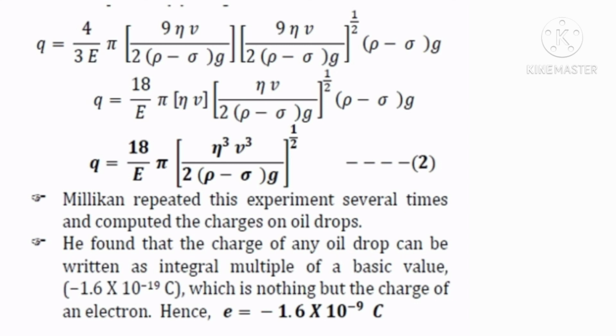Millikan repeated this experiment several times and computed the charge of an oil drop. He found that the charge of any oil drop can be written as an integral multiple of a basic value, which is nothing but minus 1.6 into 10 power minus 19 coulomb, the charge of an electron. Hence we can write the charge of an electron as minus 1.6 into 10 power minus 19 coulomb.